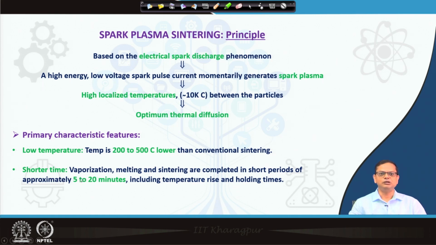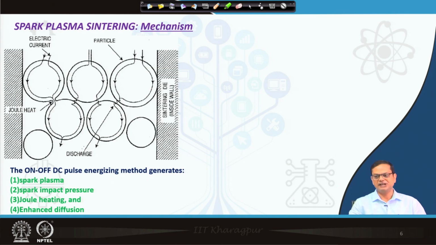You can see here, conventional sintering takes around 1 to 2 hours depending upon your material. However, here you can actually finish in 5 to 20 minutes only. So, the sintering time requirement is also quite less. Okay. Now, why does this happen, how does this happen?